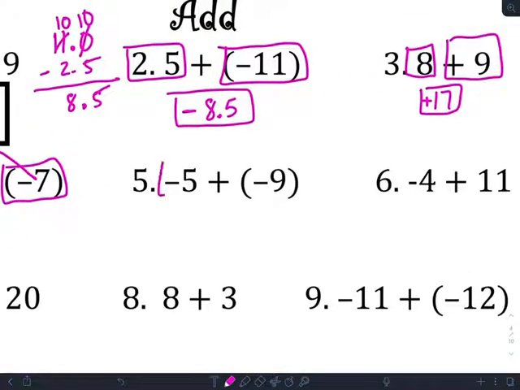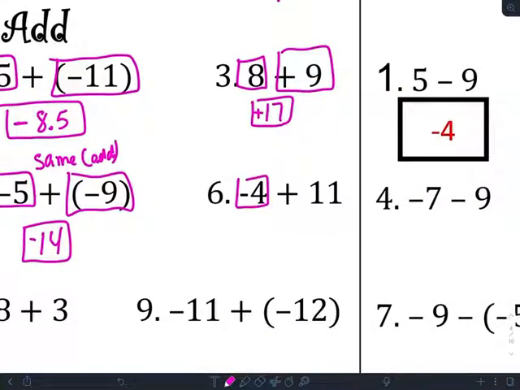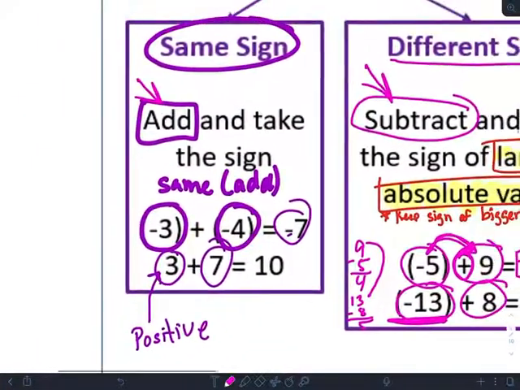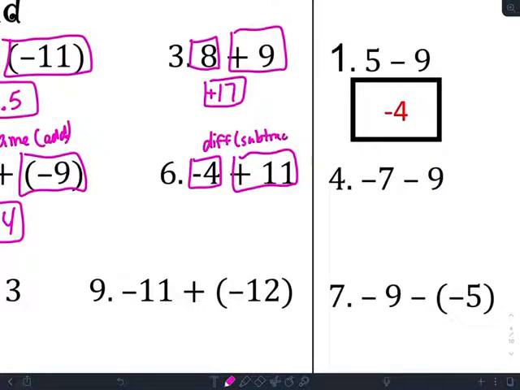Negative 5 plus negative 9. Same signs or different? Same signs. Add. Okay, 9 plus 5, 14. Keep the sign. Negative 14. Number 6, negative 4. Same signs or different signs? Different signs. Okay, what was the rule for different signs? Subtract and keep the sign of the largest number. Which one will be a greater number, the negative 4 or the 11? The 11, right? So the 11 will be positive. So my answer would be a positive answer. So I'm going to get 11 minus 4. Okay, and my answer is positive. Again, you do not have to put the positive sign. I'm going to add it just for instructional purposes.